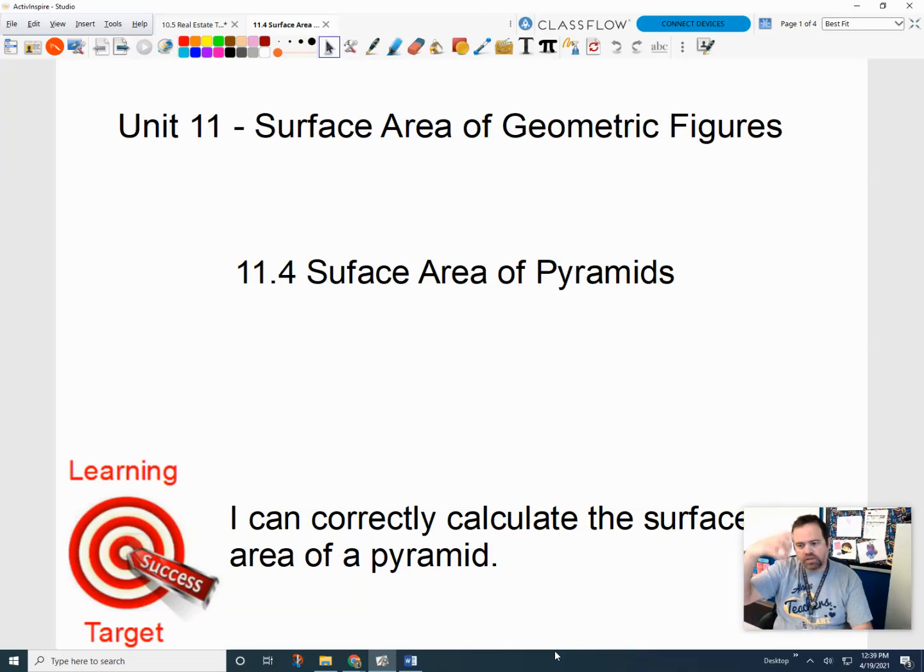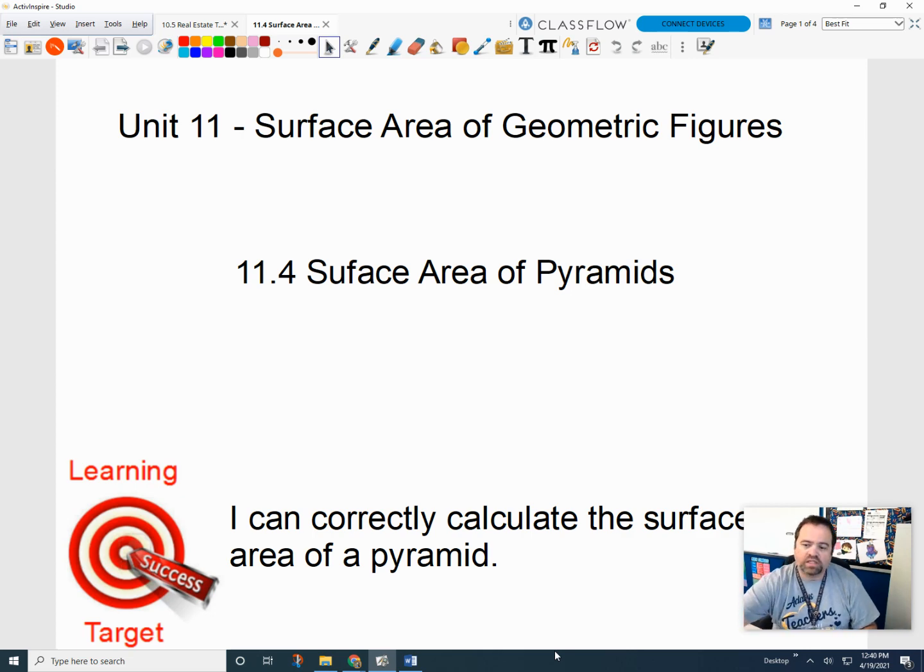So we're going to start looking at some different kinds of shapes. These are not prisms. What we've been dealing with are rectangular prisms, the triangular prisms, and the cylinder. They're all kind of classified as prisms. These next couple of shapes are just not prisms. They don't have a top and bottom that match.